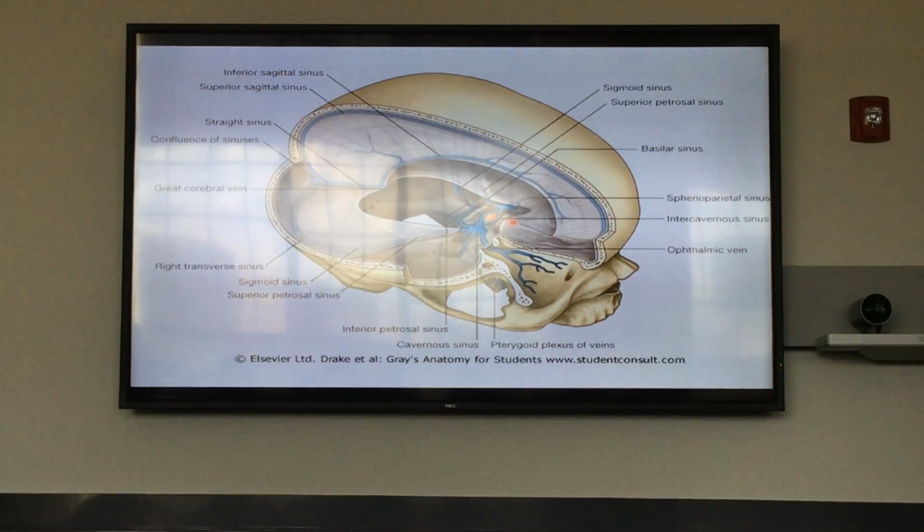All right. There are communications that drain back to the sinuses. One of which is going to be this structure here, this ophthalmic vein, which also has communications to veins inside your orbit. And in fact, they communicate with veins that are on your face. And it is a valveless system.